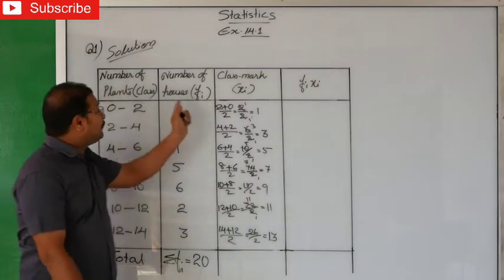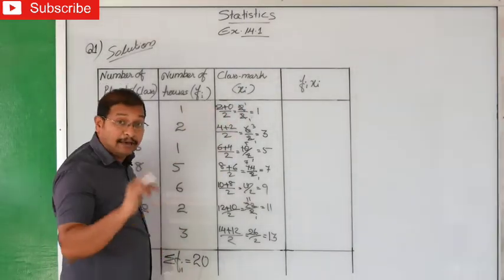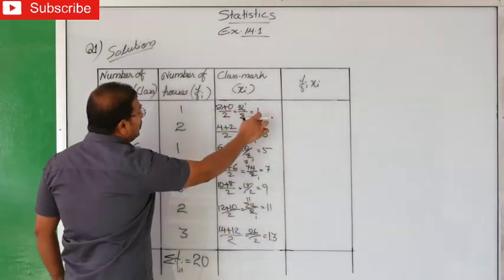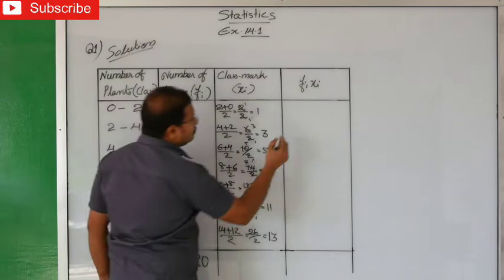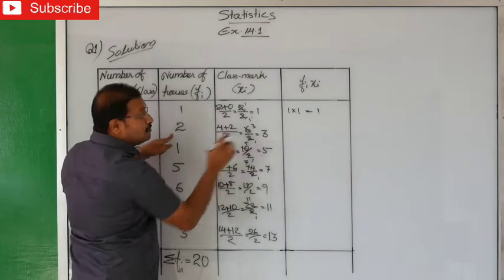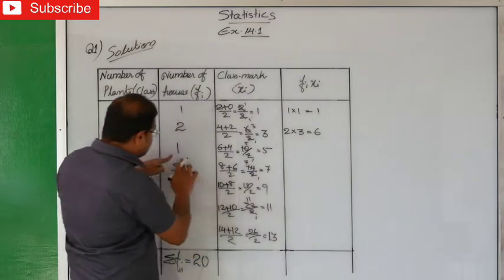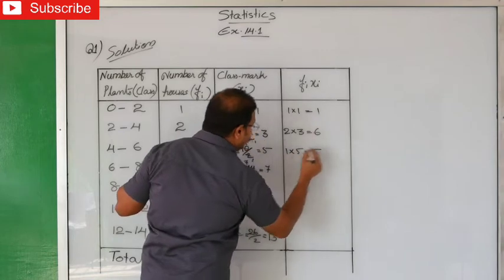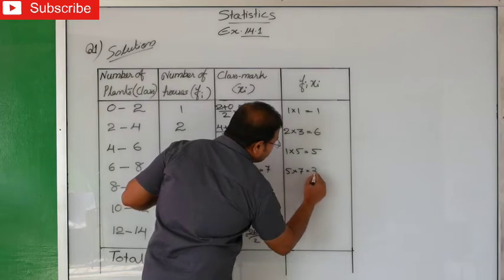Now what will you do? Fi and Xi, these two will be multiplied. Fi means frequency, that means number of houses. So Fi, Xi: Xi is 1, Fi is 1, so 1 into 1 equals 1. Next step, 2 into 3 equals 6. Next, 1 into 5 equals 5. Now 5 into 7, yes, 35.